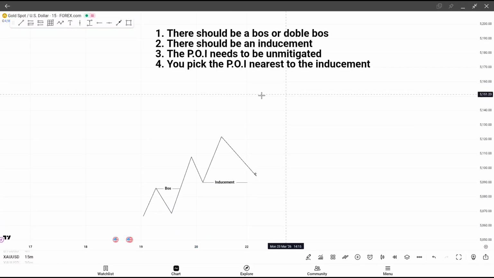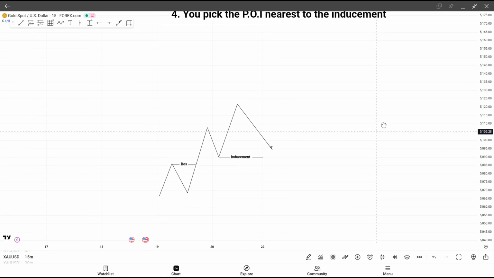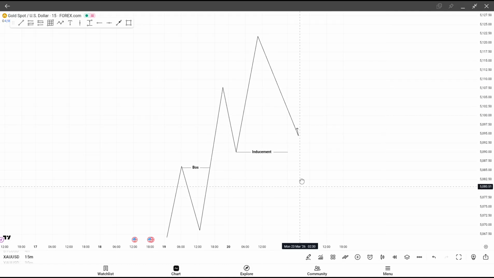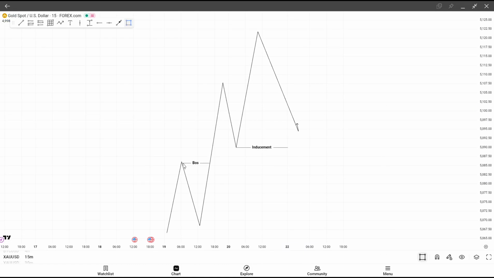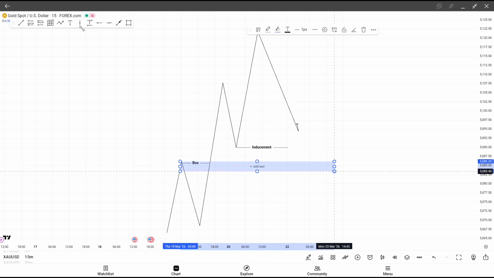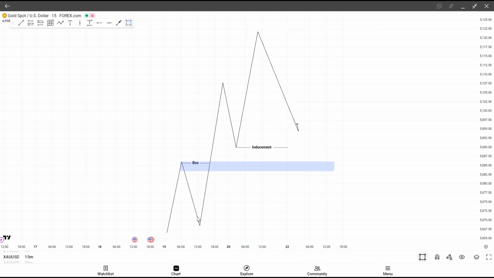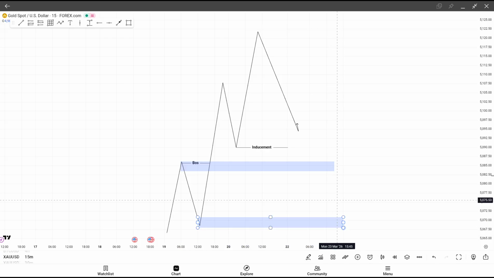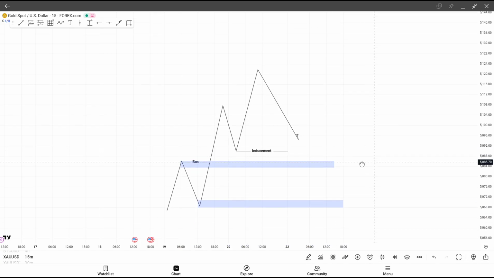Good. The third rule says the point of interest needs to be unmitigated, and if we look here, what points of interest do we have? We have this breaker block, and we have this order block. Price has never mitigated this breaker block before. You need to pay attention. Sometimes price doesn't mitigate any POIs, and you can see that.